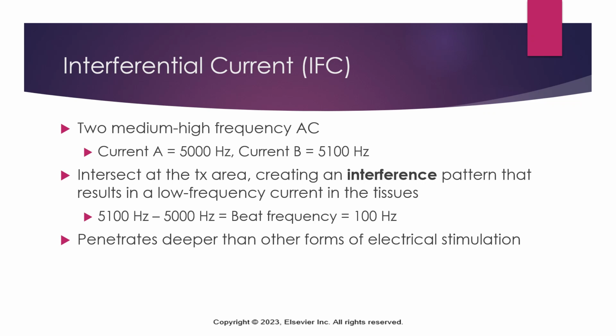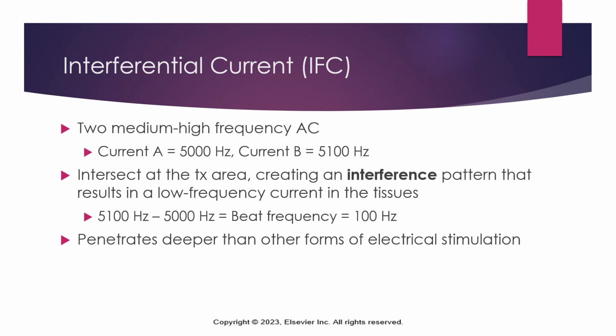So we're basically going to use two medium frequency currents. IFC uses two alternating currents with slightly different frequencies. I have the example there of one current being at 5100 hertz and the other one being at 5000 hertz. Now the difference between those two equals your beat frequency, which is 100 hertz.